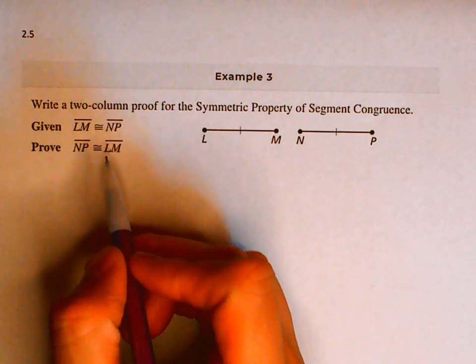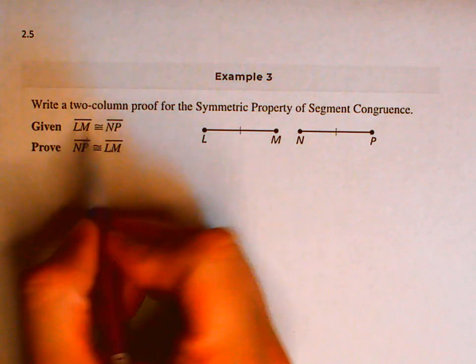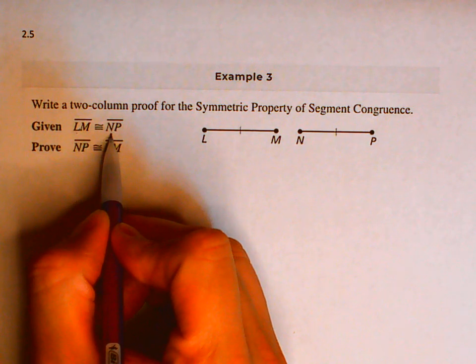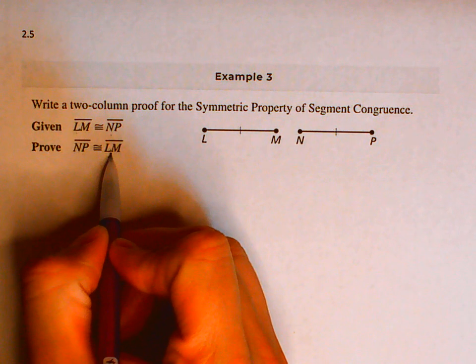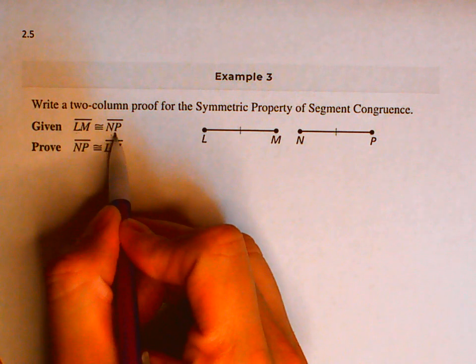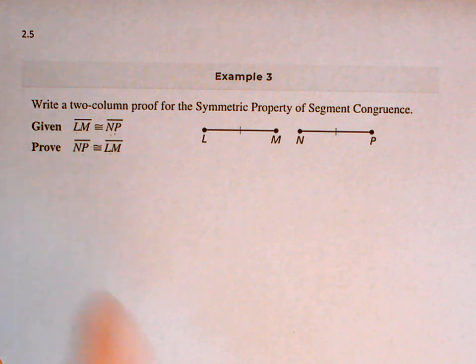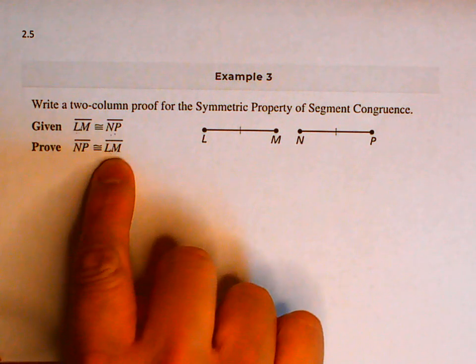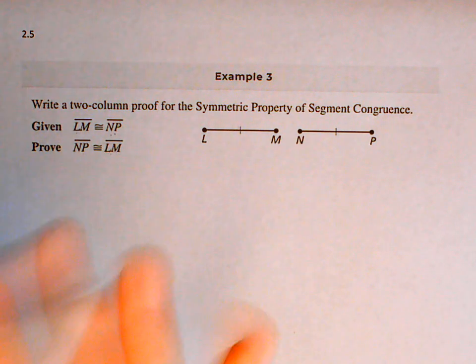So the symmetric property of congruence says that if LM is congruent to NP, then NP is congruent to LM. Just like at the beginning when I showed you an example of a proof, this is going to follow the same strategy. We are going to convert these congruent statements into statements of equality, apply the symmetric property of equality, and then turn it back into congruence. Okay, it's going to make more sense once you see me do it.